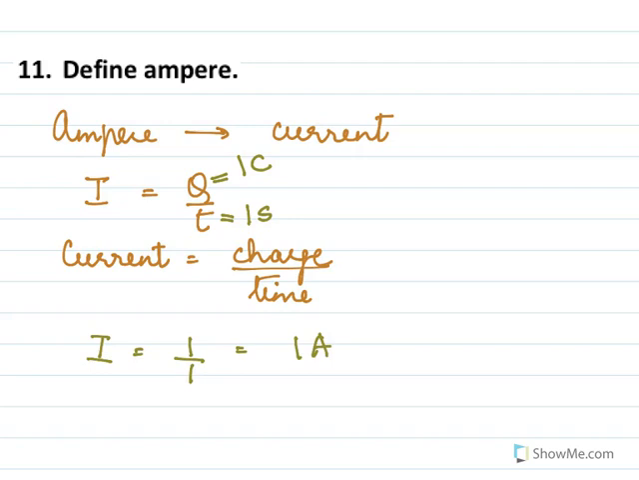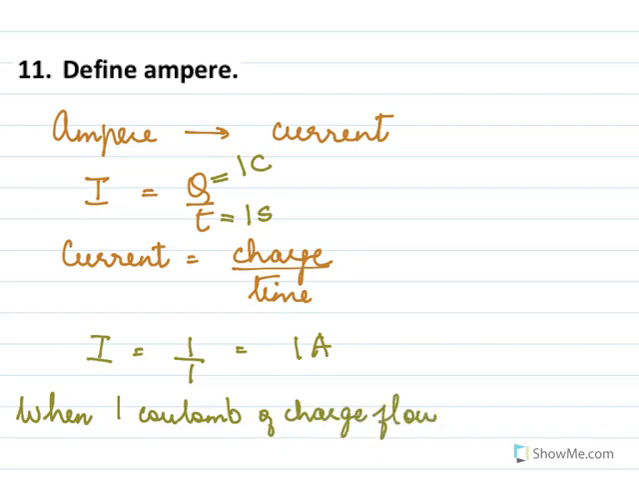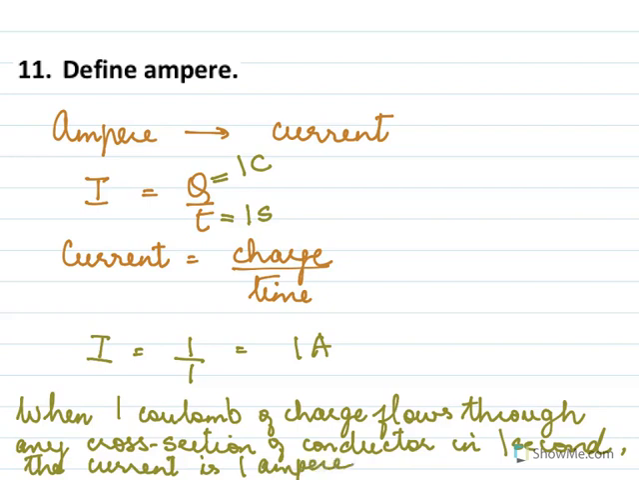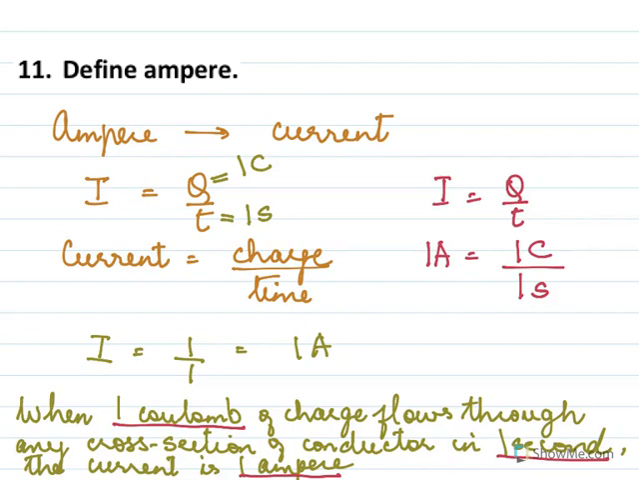So we'll define ampere as when 1 coulomb of charge flows through any cross section of a conductor in 1 second, the current is said to be 1 ampere. And if you notice here, it is 1 coulomb for 1 second. It is 1 ampere. So let me repeat it again. Current equals Q over T. So we get 1 ampere if 1 coulomb flows for 1 second.